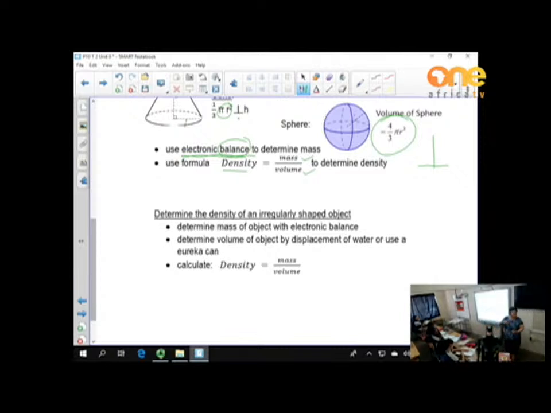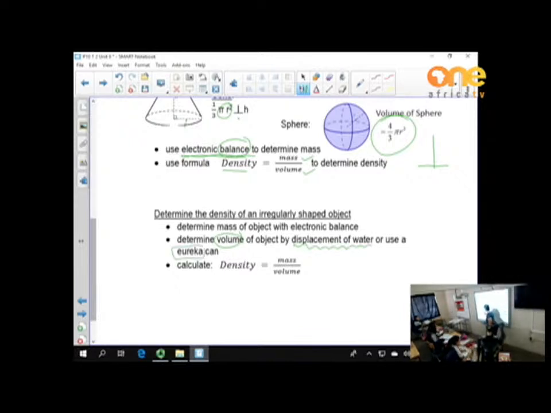For example, if I picked up a stone. This thing is irregularly shaped. How would I figure out the volume? There's not a formula for it. If I had a container with water in it, and I added it into the water, what's going to happen to the level of the water? It's going to rise. The amount that the water is going to rise is going to equal the volume of my irregular shaped object.